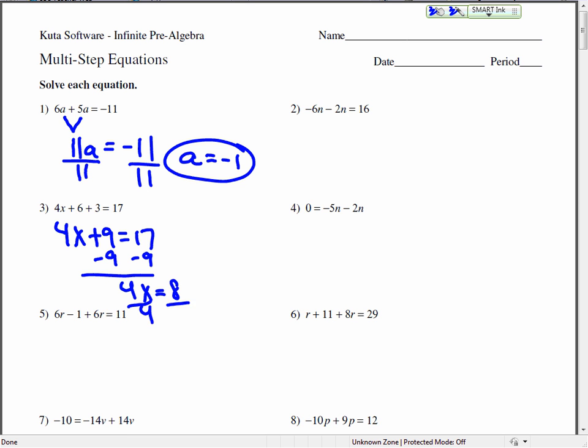You undo multiplication with division, you divide 4 to both sides. Phenomenal. Does that make sense? Okay. Yes, sir.